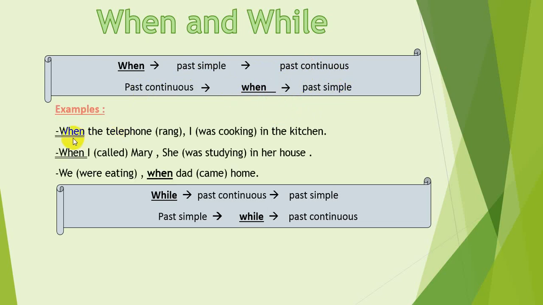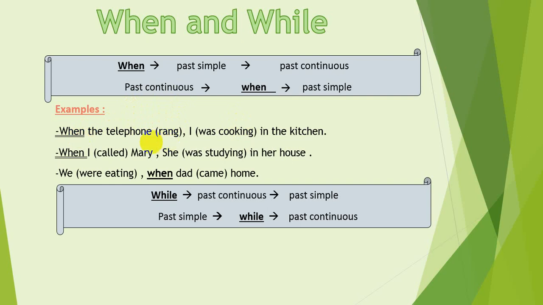Here in this example, I have when at the beginning of the sentence. When the telephone rang, that's a past simple, I was cooking in the kitchen. So I was cooking and the telephone rang. Longer action, past continuous, right? And what happened? Something interrupted it. The telephone rang. That would be in the past simple, right? So what comes after when here? What tense is that? Excellent, past simple.